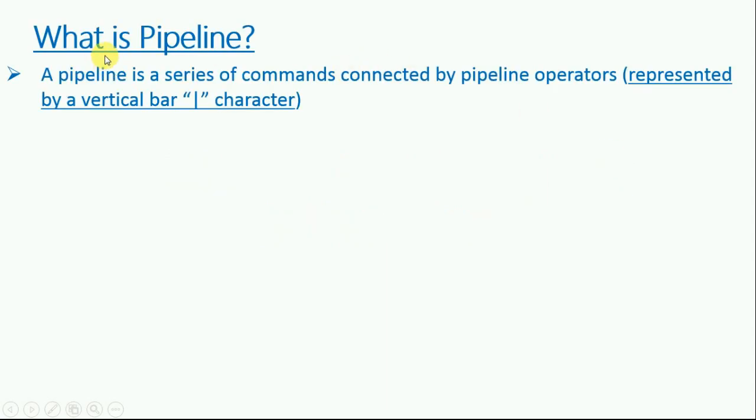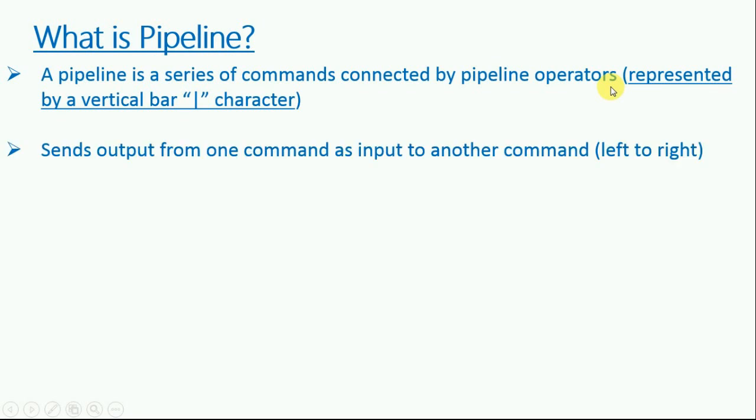So basically, what is a pipeline? A pipeline is nothing but a series of commands connected by the pipeline operator. And what is that pipeline operator? The vertical bar character is used as the pipeline operator. In a pipeline, the output of one command is sent as input to the other command from left to right. And the output will be in the form of objects. It will not be in the form of text.